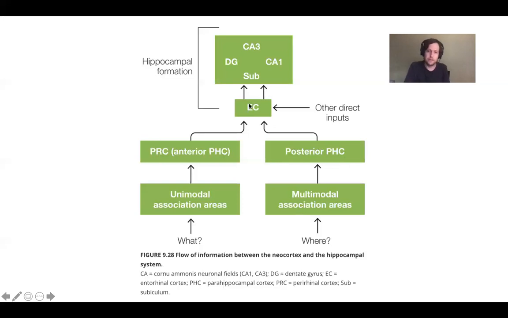Both of these brain regions, parahippocampal cortex and the parietal cortex, feed into the entorhinal cortex, which is in the middle. And then the entorhinal cortex sends both of those types of information, the object information and the contextual information, up into here, which is the hippocampus.